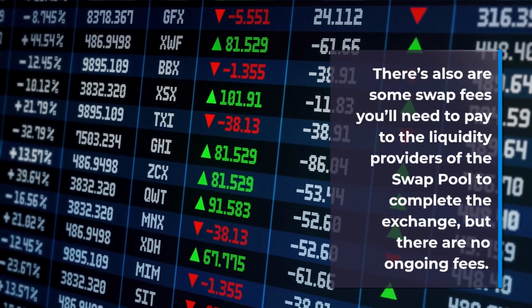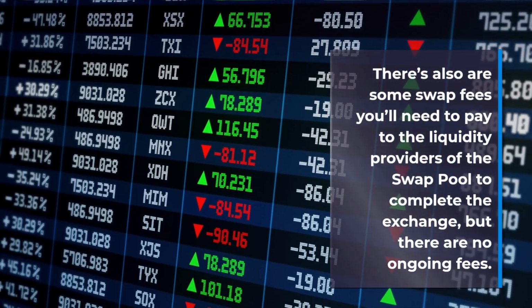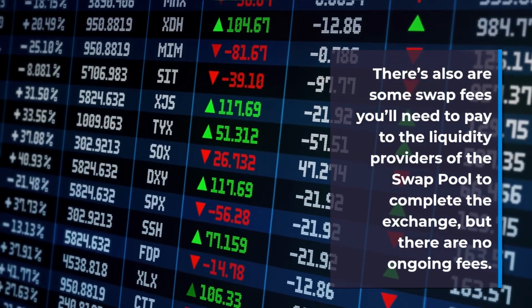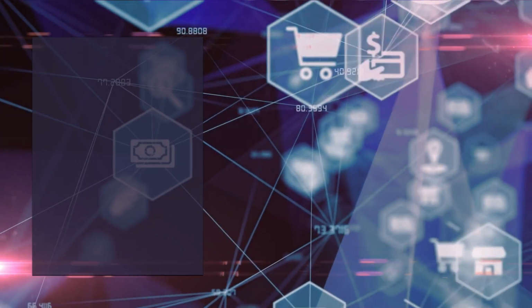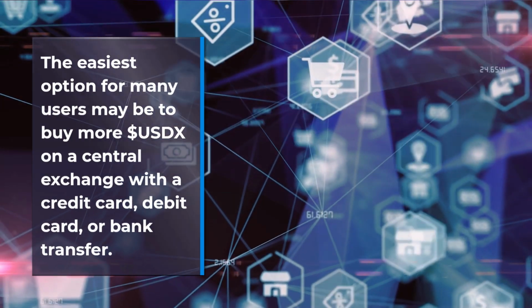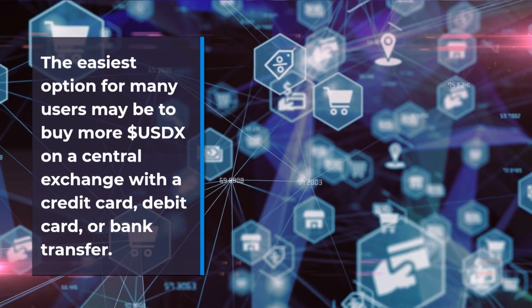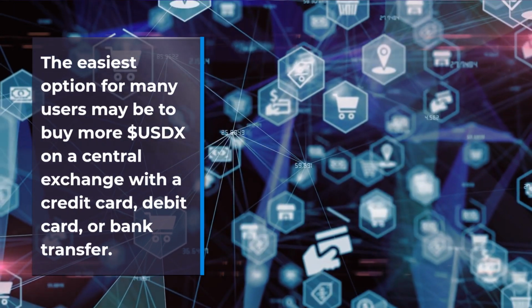There are also some swap fees you'll need to pay to the liquidity providers of the swap pool to complete the exchange, but there are no ongoing fees. The easiest option, for many users, may be to buy more USDX on a centralized exchange with a credit card, debit card, or bank transfer.